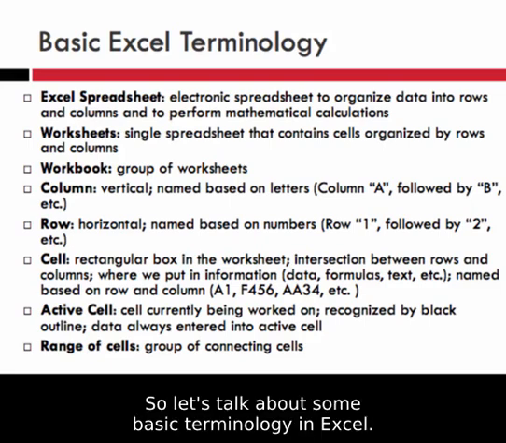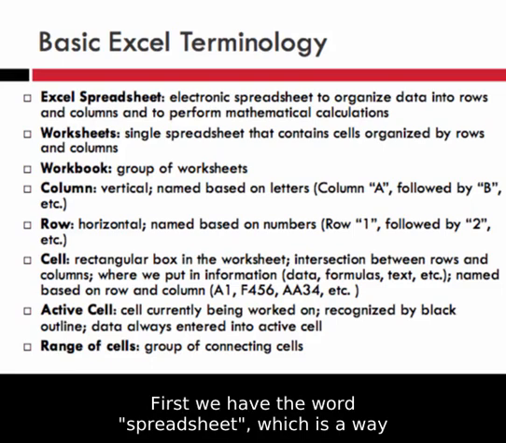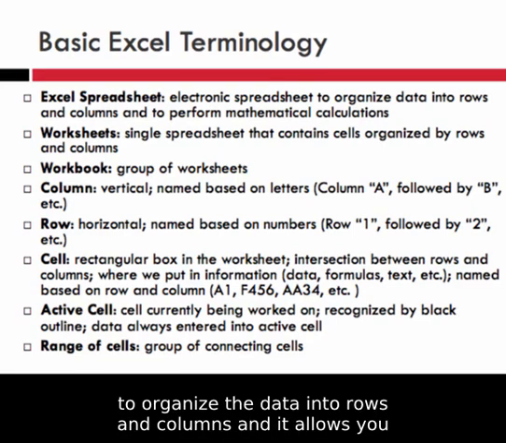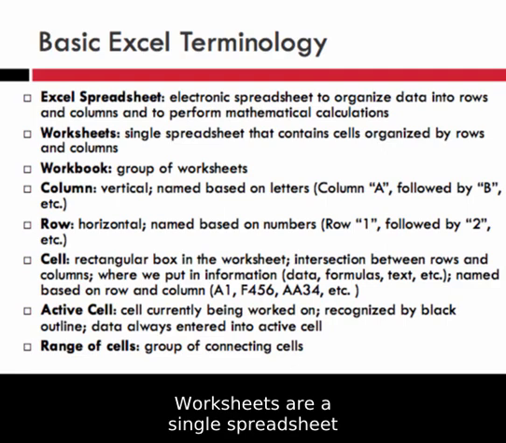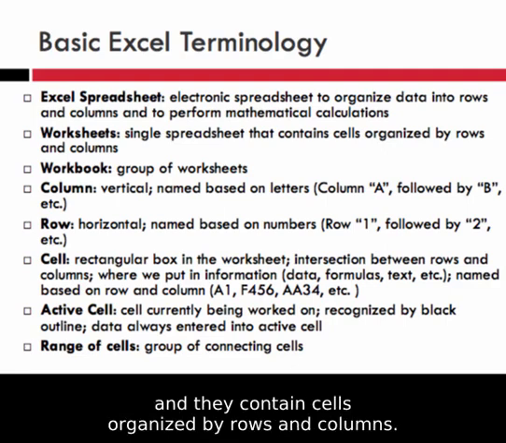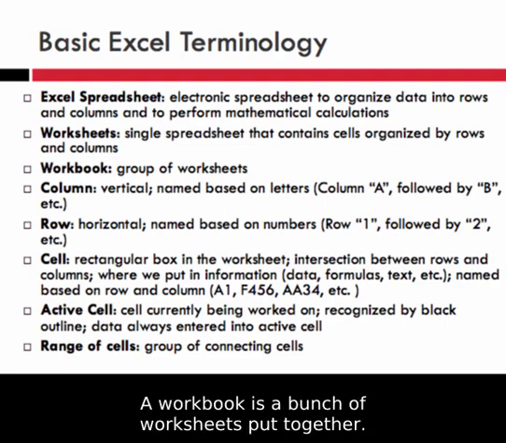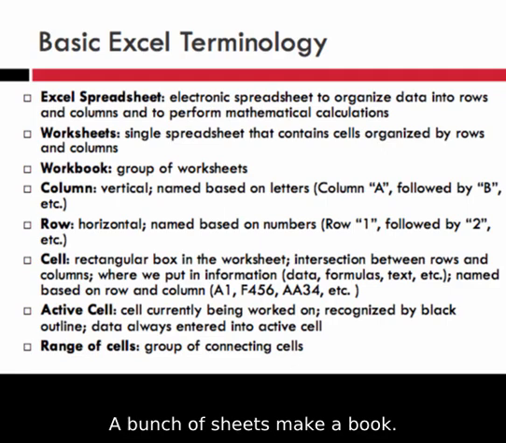So let's talk about some basic terminology in Excel. First, we have the word spreadsheet, which is a way to organize the data into rows and columns, and it allows you to perform mathematical calculations. Worksheets are a single spreadsheet, and they contain cells organized by rows and columns. A workbook is a bunch of worksheets put together. Think about it like a book. A bunch of sheets make a book.